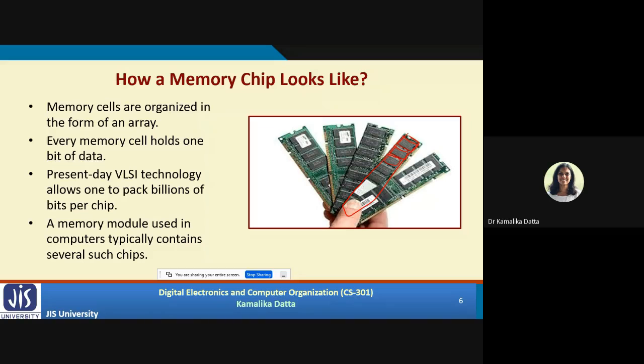So present day VLSI technology allows us to pack billions of bits per chip. Those bits together form a word, and we say that this is one address from where we'll access this word. A memory module used in computers typically contains several such chips. So we require several such chips to build a larger memory module. Clear, guys? Shall I move ahead?